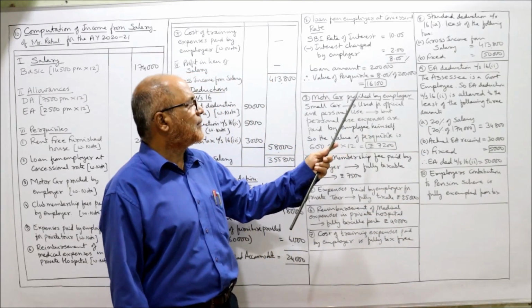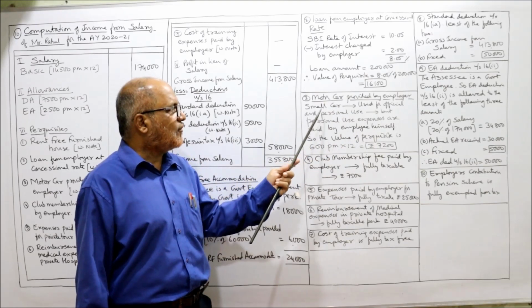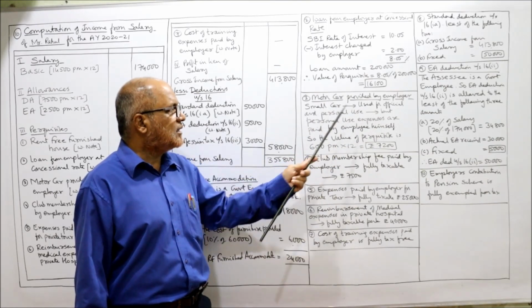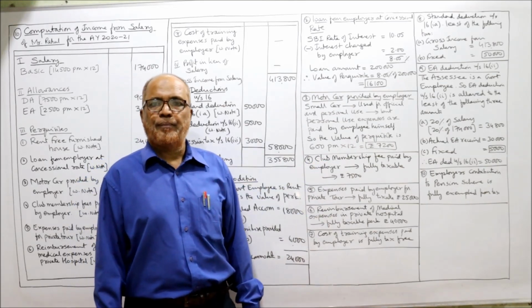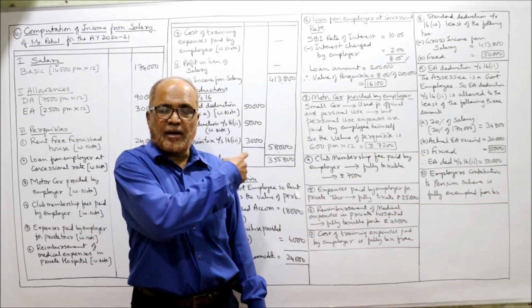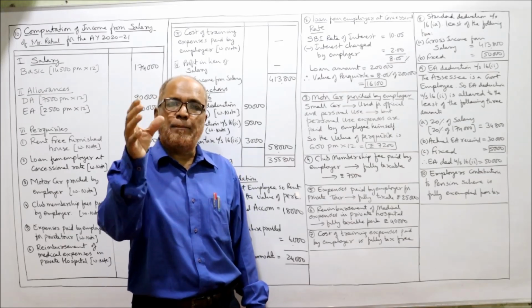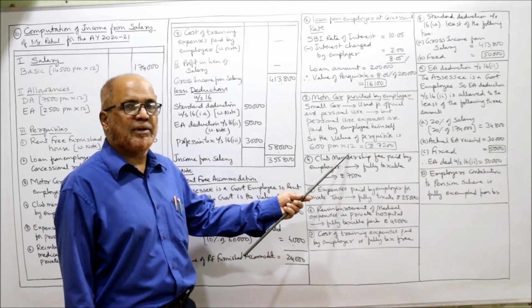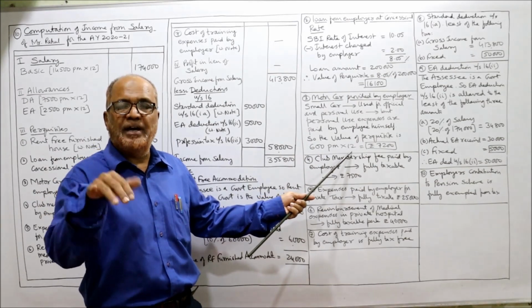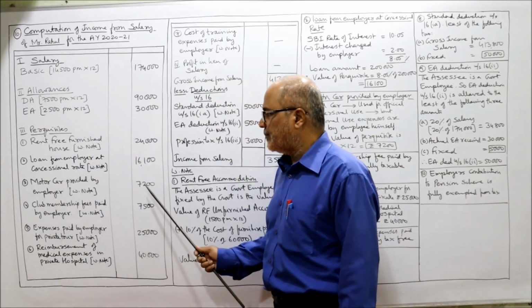Motor car provided by employer, 7,200. How did we get it here? Small car used for official and personal use, but the personal use expenses are paid by the employee himself. This is the first time we are coming across this provision. The value of the perquisite is 600 rupees per month for a small car. If it is a big car, 900 rupees per month. So 7,200, we'll take it here.